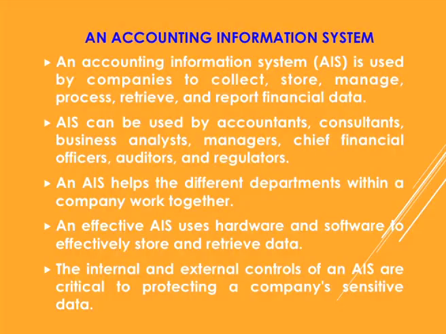These operation transactions happen in the organization and are to be processed by the person who is working at the operation support systems. Now, we will go to the systems that exist at the operation level. An accounting information system is used by companies to collect, store, manage, process, retrieve and report financial data.